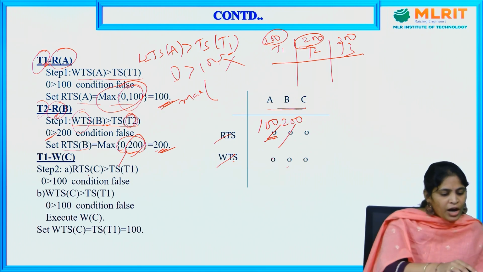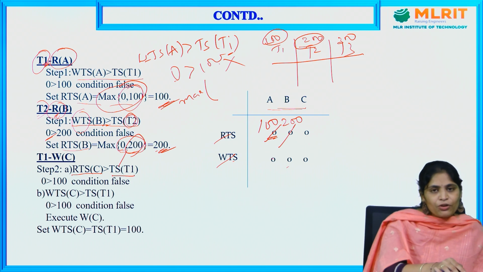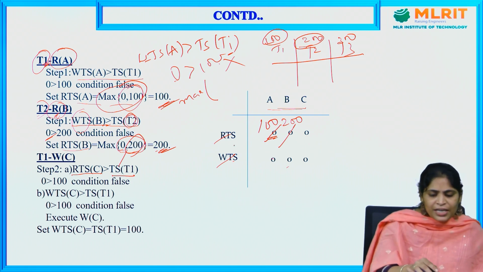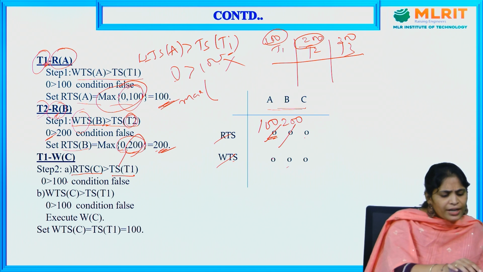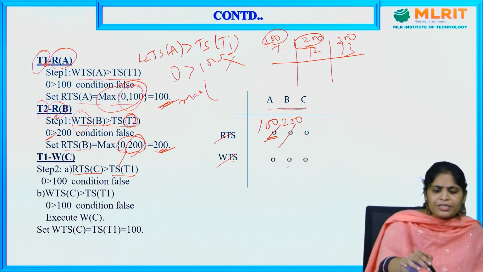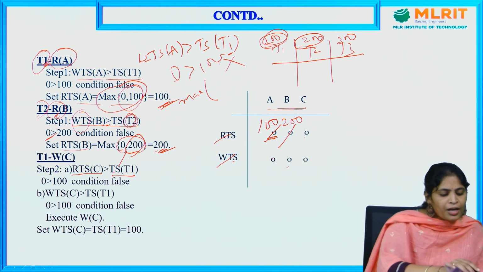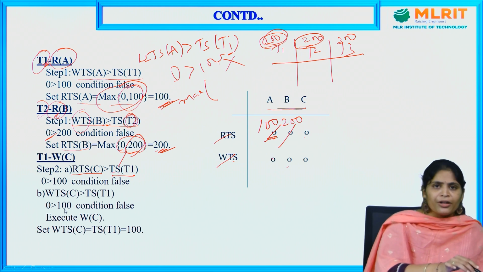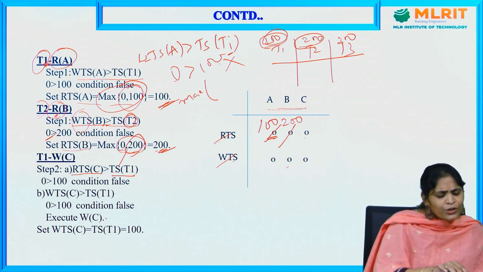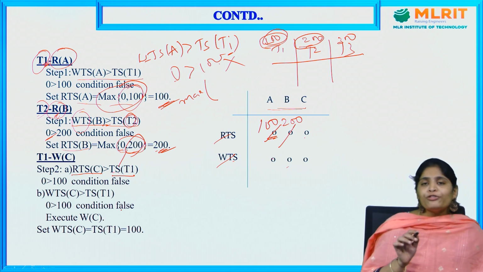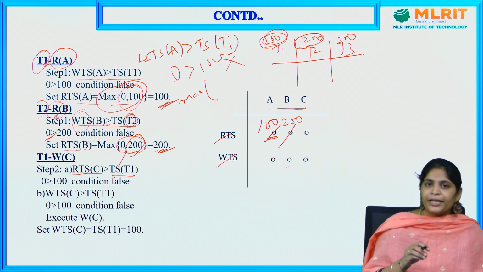Okay, so RTS of C is greater than TS of T1. What is RTS of C here? RTS of C is 0 initially. 0 is greater than TS of T1. What is the timestamp of T1? TS means timestamp. Timestamp of T1 is 100. So is 0 greater than 100? No. Next, condition false. So execute W of C and you have to update the WTS value.